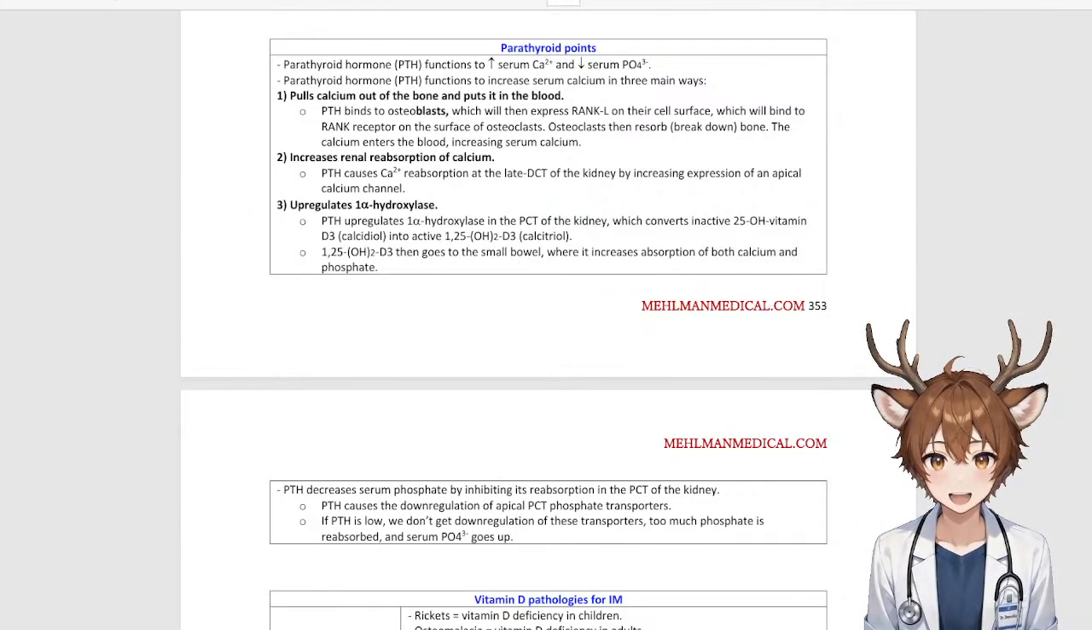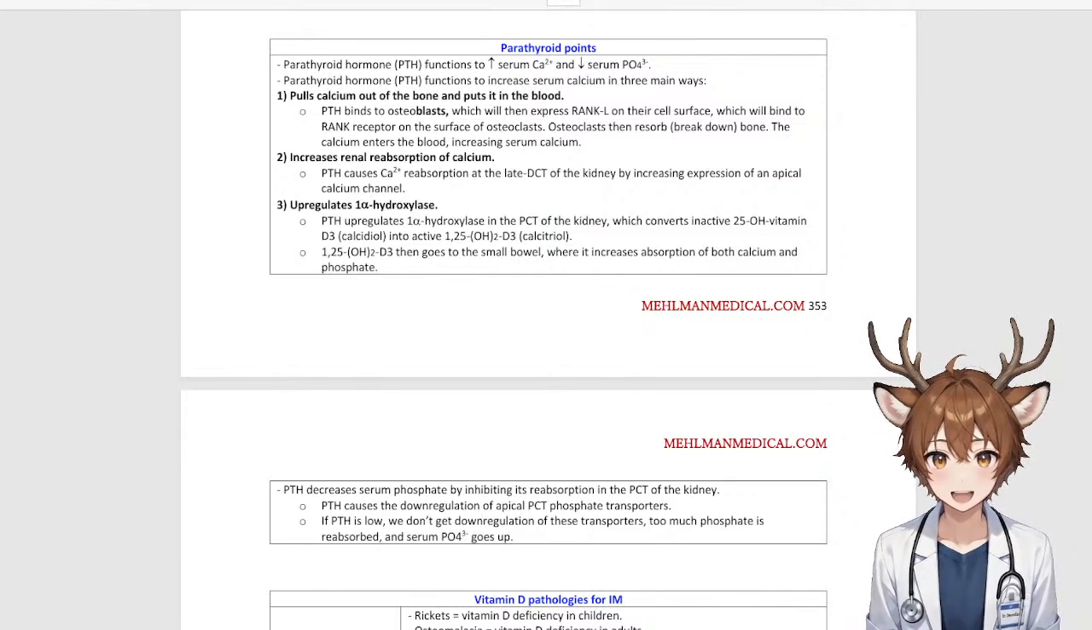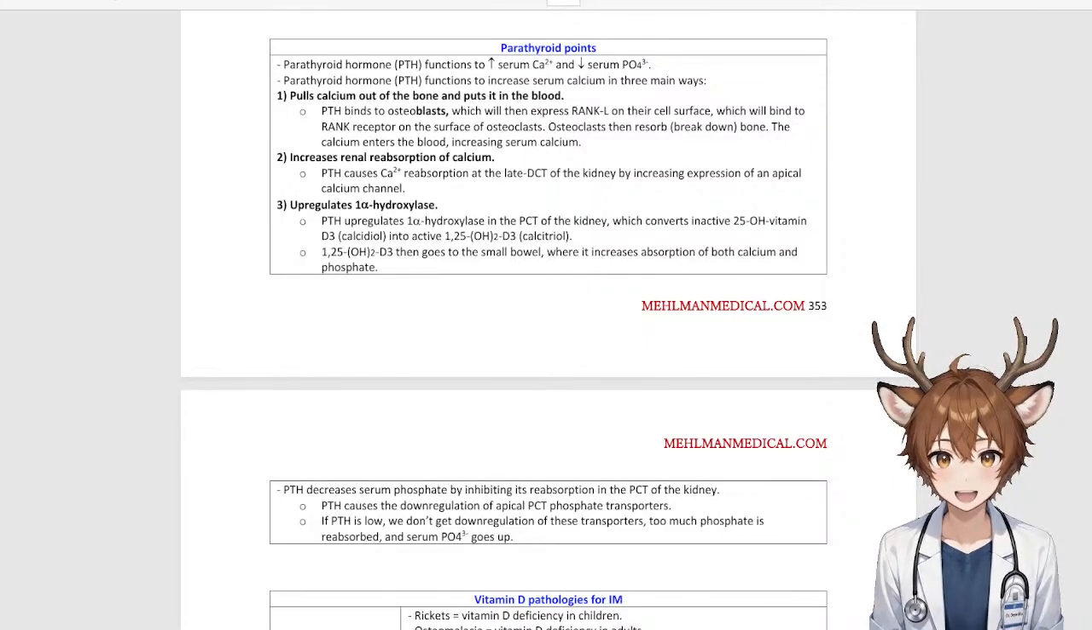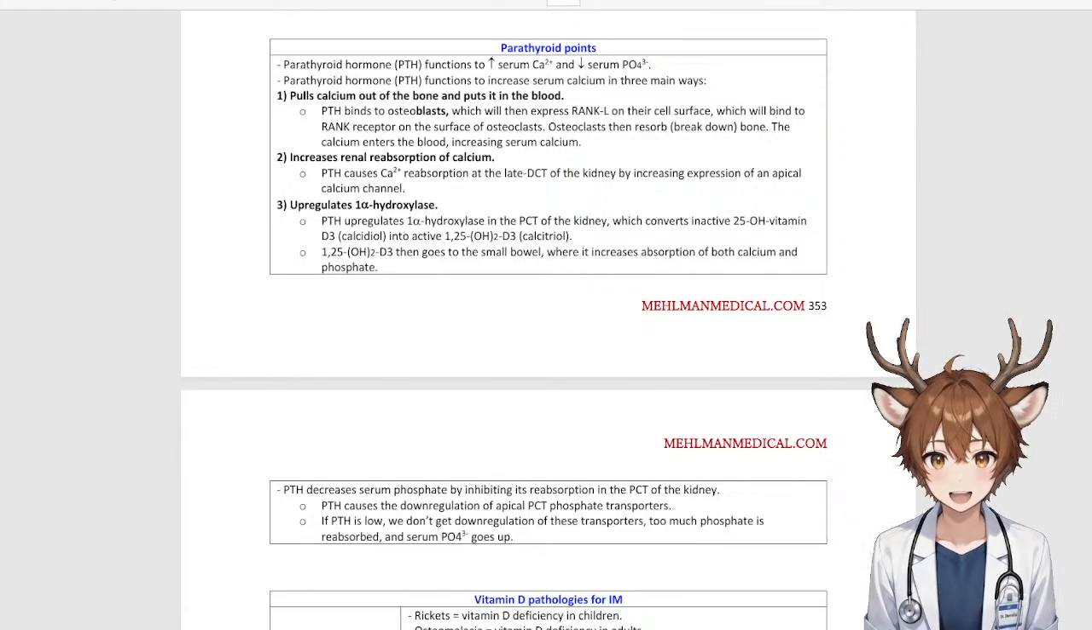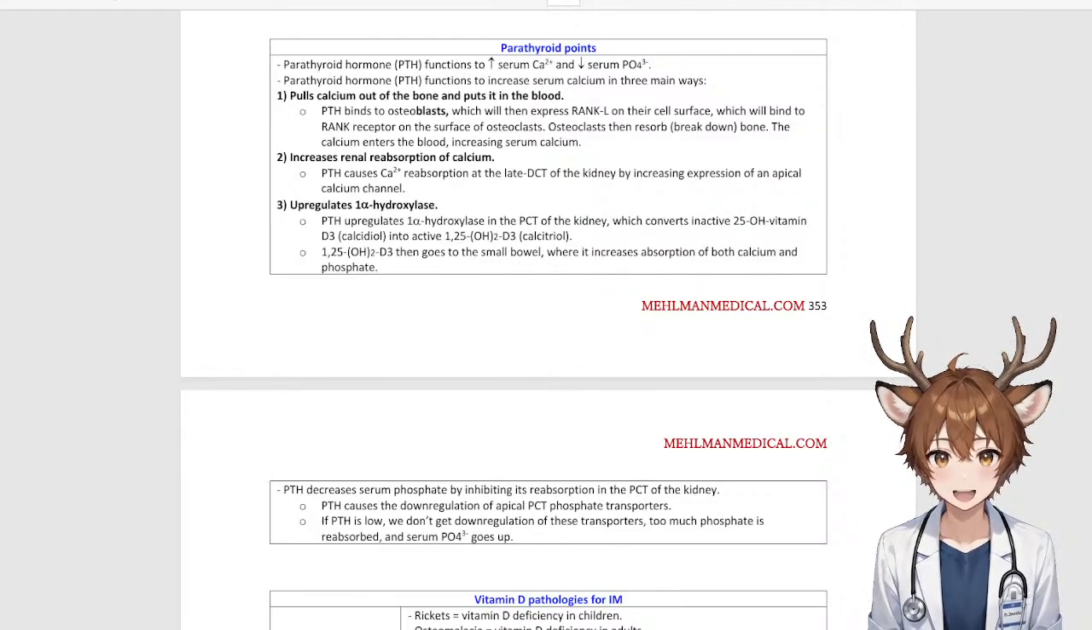One, it pulls calcium out of the bone and puts it into the blood. PTH binds to the osteoblast, which will then express RANK-L on its surface, which will bind to the RANK receptor on the surface of osteoclasts. Osteoclasts then reabsorb or break down the bone. The calcium enters the blood, increasing the serum calcium.